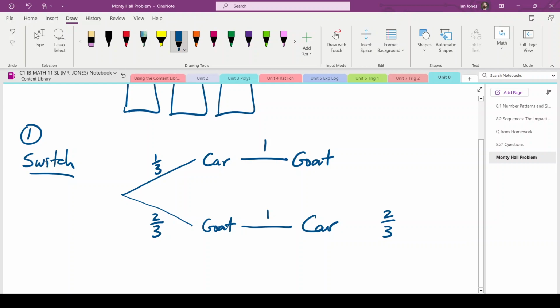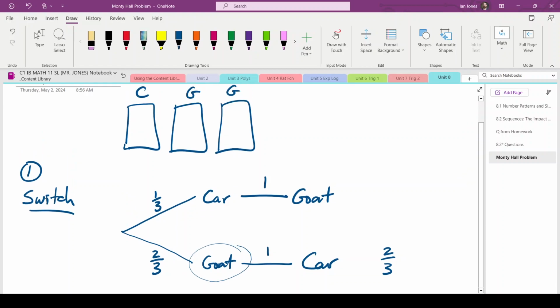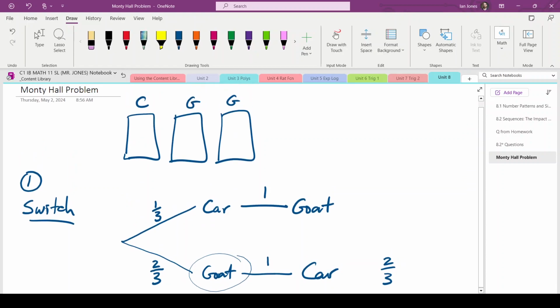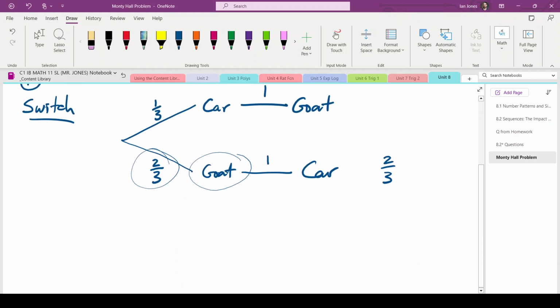And the reason is because we have a 2/3 chance of starting off with a goat. And by the structure of the problem where Monty Hall opens up and therefore eliminates one of the bad possibilities for us, we're guaranteed to get a car if we got a goat the first time. And there's a higher probability of getting a goat the first time than there is getting a car, so we actually have a better outcome here, a better chance of getting the car.